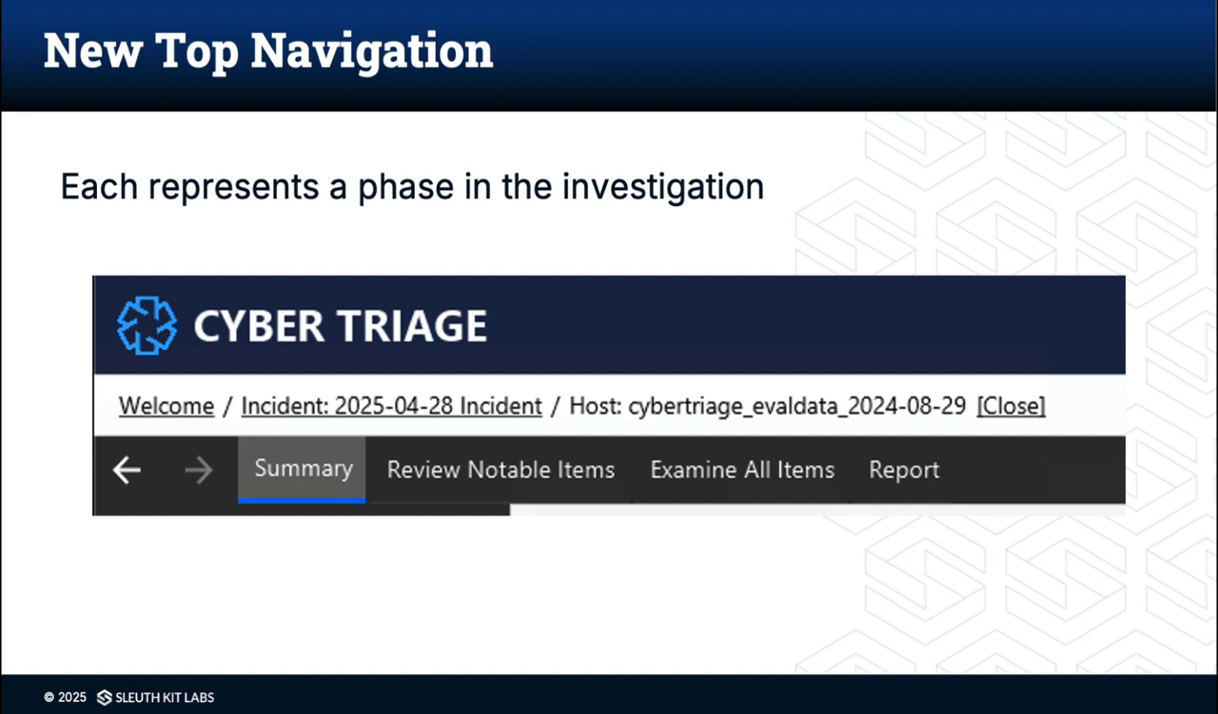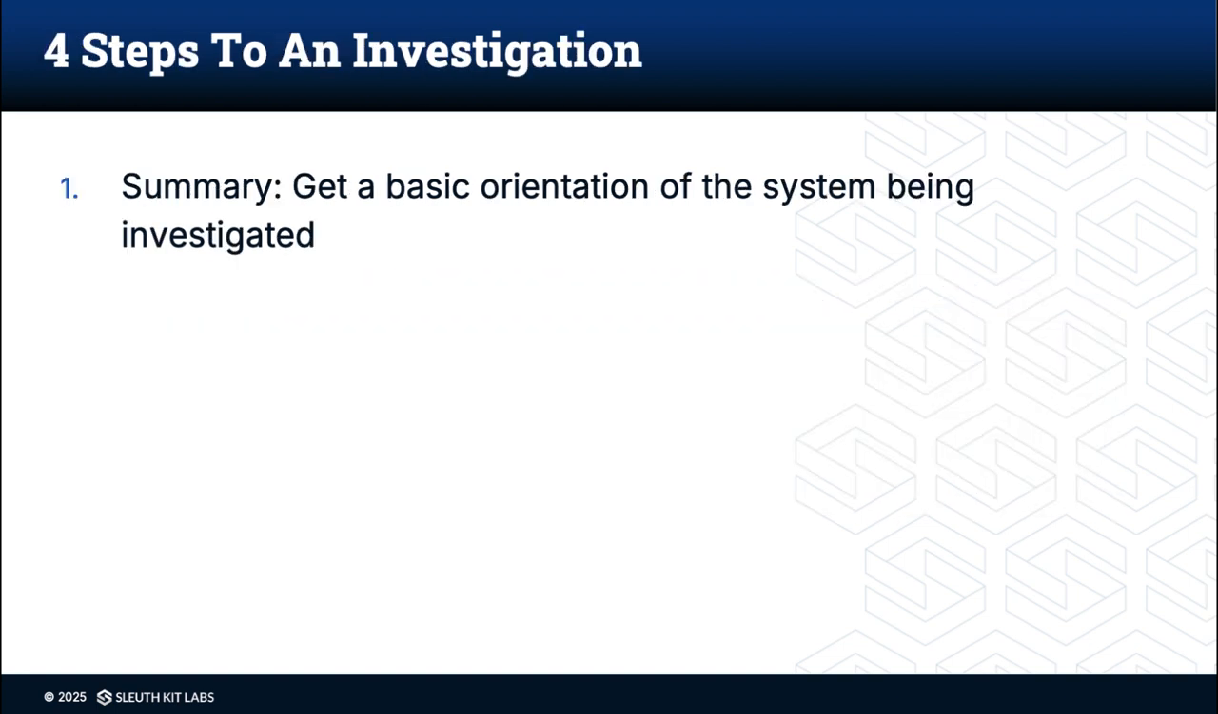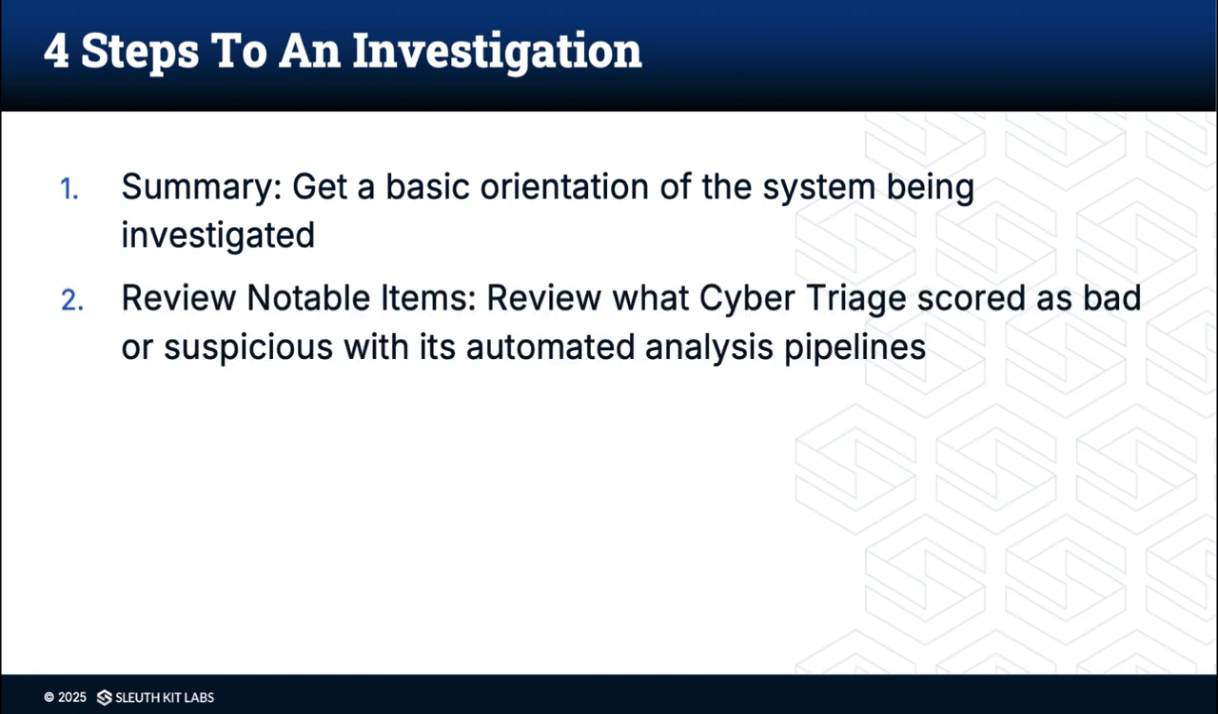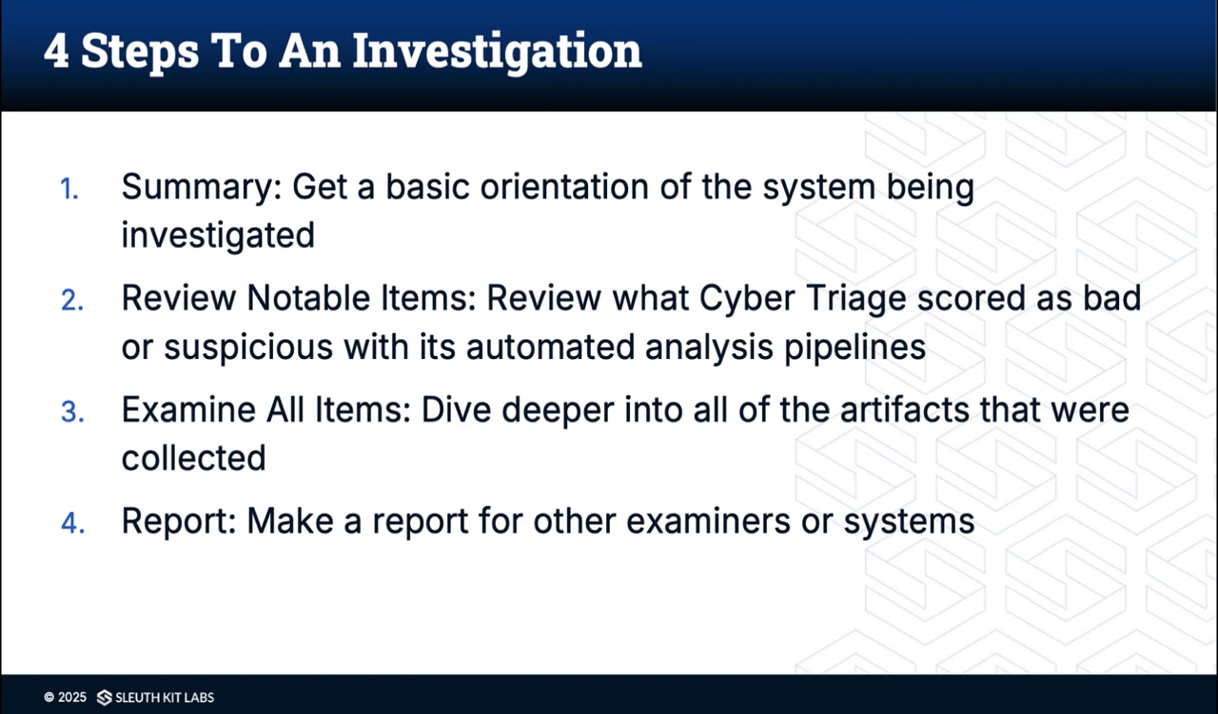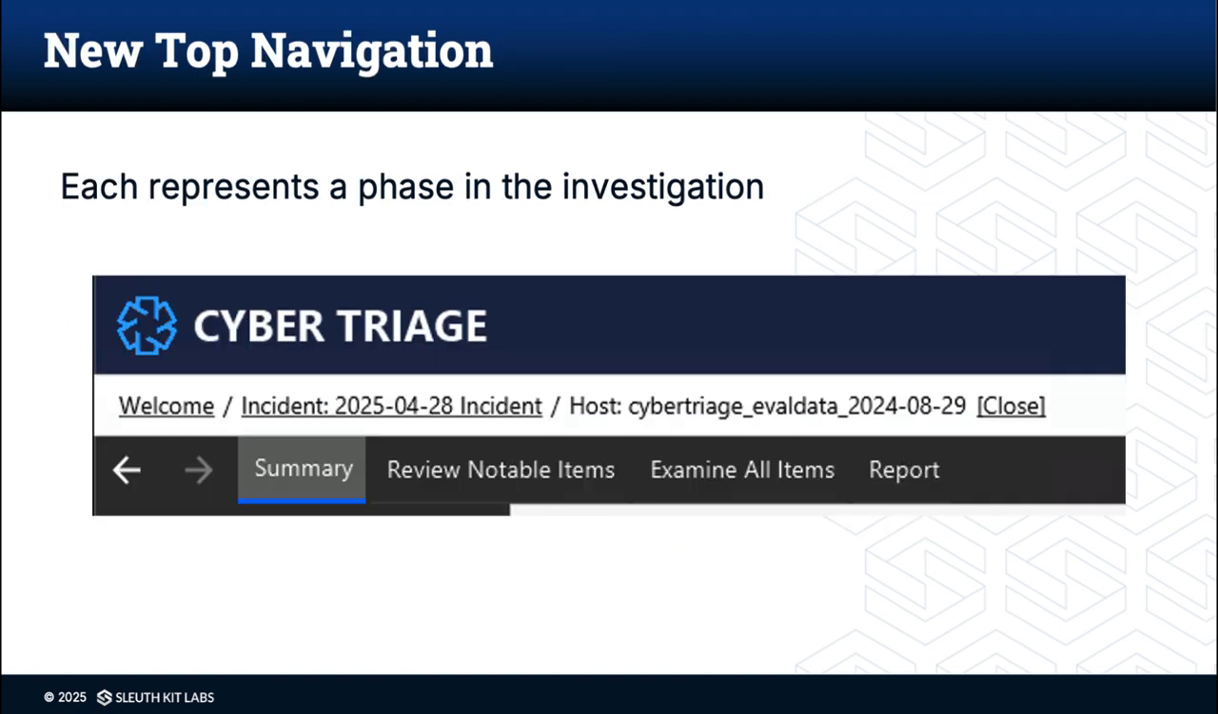These four phases represent how we've taught people how to use Cyber Triage, and we've now formalized them in the UI. Step 1 is to orient yourself around what's going on with the host being investigated. Step 2 is to review the bad and suspicious items that Cyber Triage found from its automated analysis pipelines. Step 3 is to optionally dive deeper into all of the collected data, in addition to the ones that were automatically analyzed. Step 4 is to make a report with your conclusions. The new UI represents those stages as you proceed in your investigation.